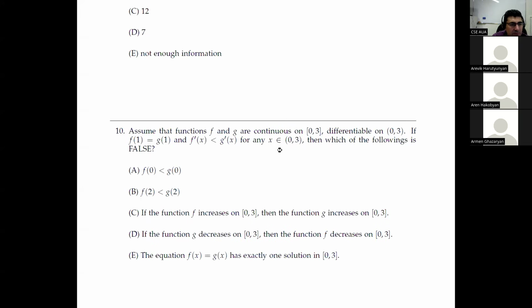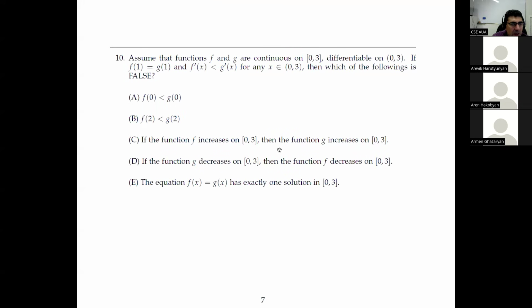Number 10. f, g are continuous on 0 to 3, differentiable on the open set. So this part of the exercise says we are most probably going to apply the mean value theorem or Rolle's theorem. Let's continue. f(1) equals g(1). Yeah, and it's quite similar to Rolle's theorem. f prime is strictly less than g prime for any x from 0 to 3. Okay, which of the following statements is definitely false?